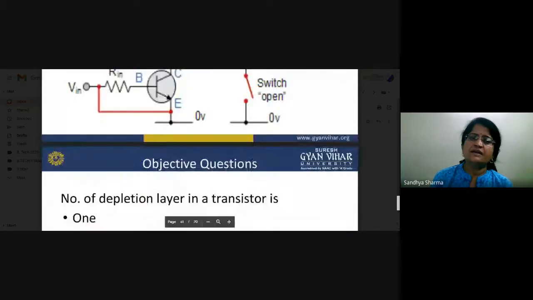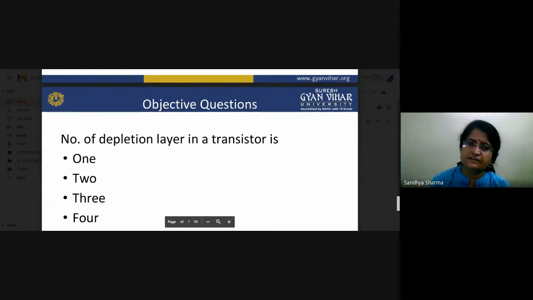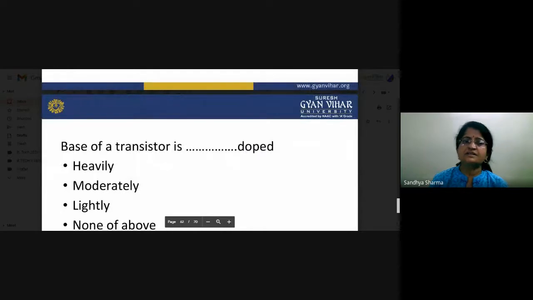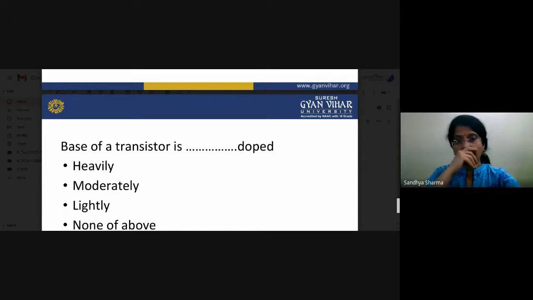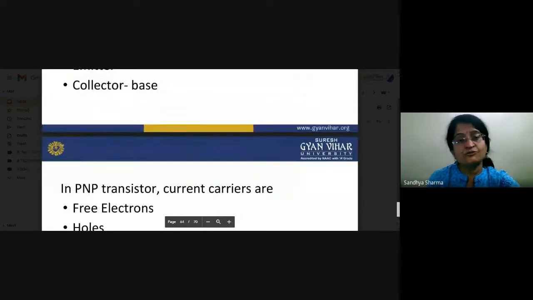Here we have also told you about the depletion layer, and the role and number of depletion layers in a transistor. So how can you conceptually think about the base of a transistor? What is the base of a transistor and what type of doping is required in the base? You have to know what type of doping is in the emitter section, what type of doping is in the collector section, and why there is a difference in the width of all these. Based on these concepts we have to decide why we make the collector the biggest size. This is also a conceptual question.